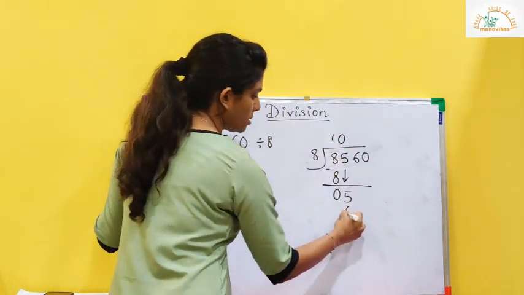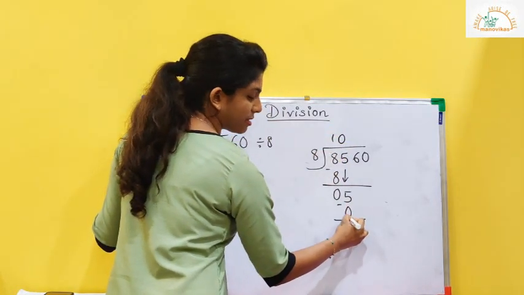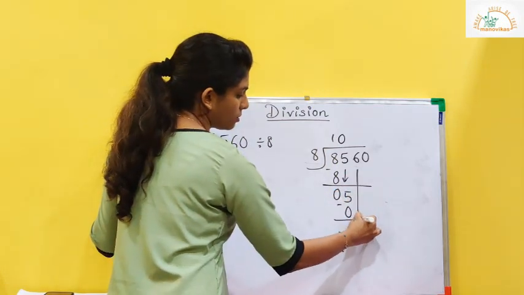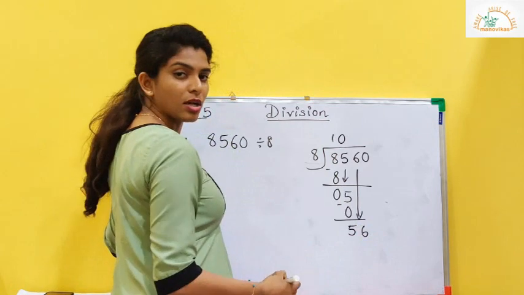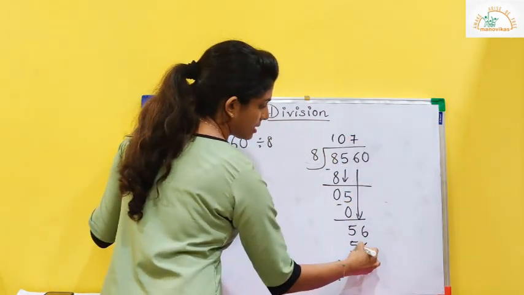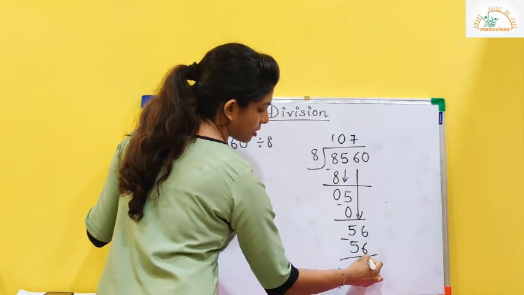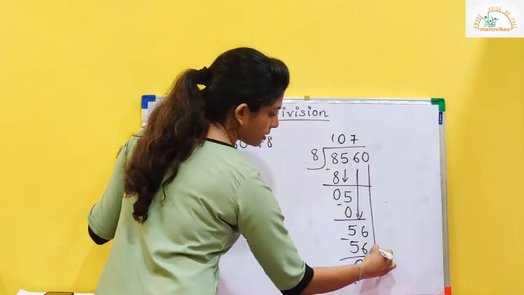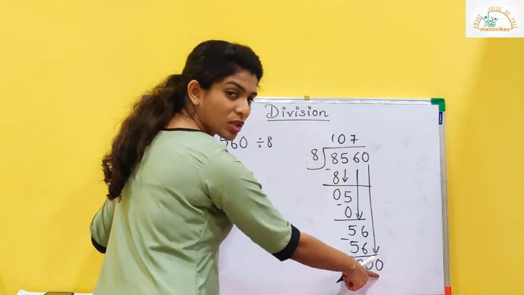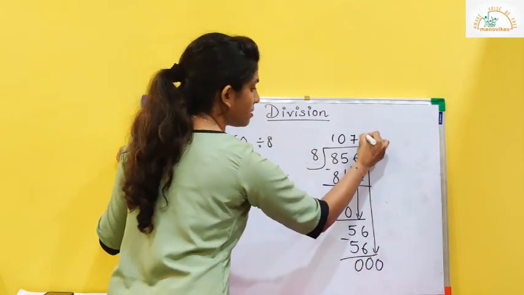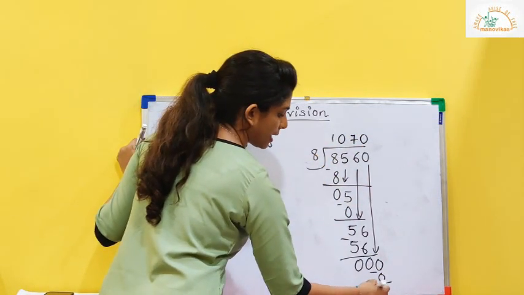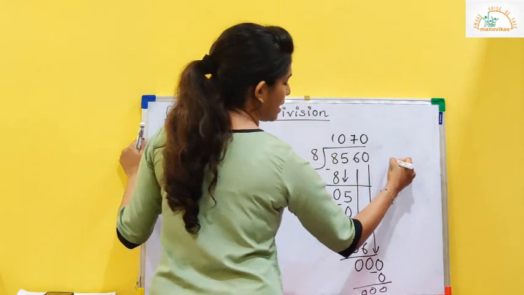So 8 zeros are 0. 5 minus 0 is 5. Okay. Bring down 6. Now 8 sevens is 56. This is 0. And one more digit is remaining, that is 0. Now I have brought 0 down. So I have to add a 0, that is 8 zeros are 0, and finally I get remainder as 0.